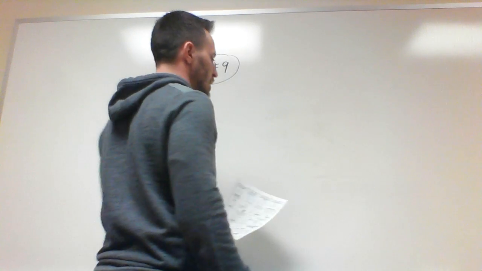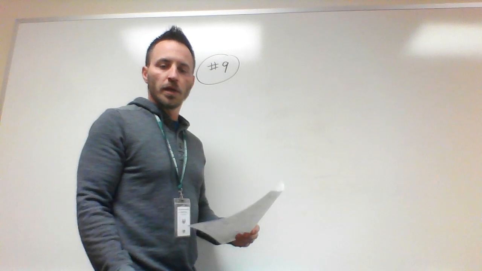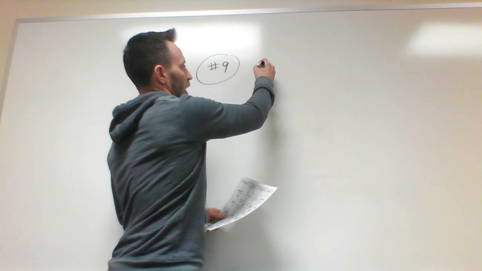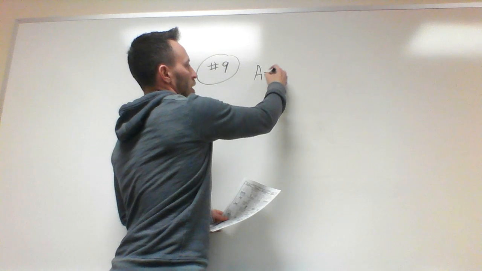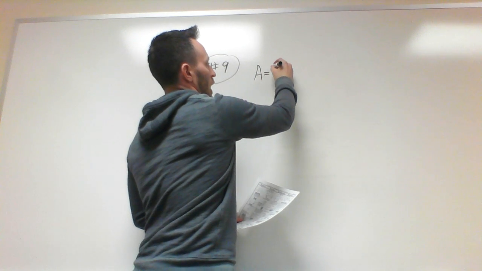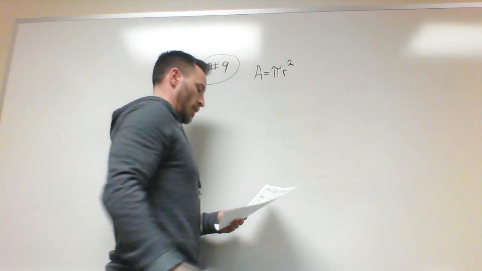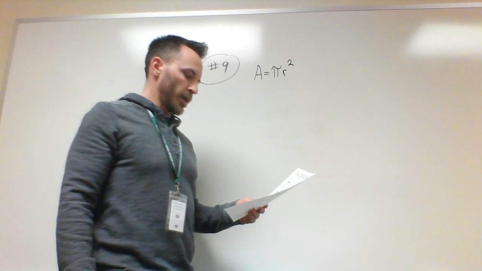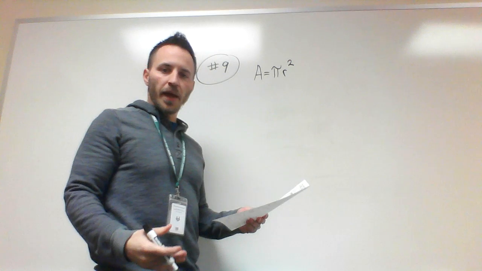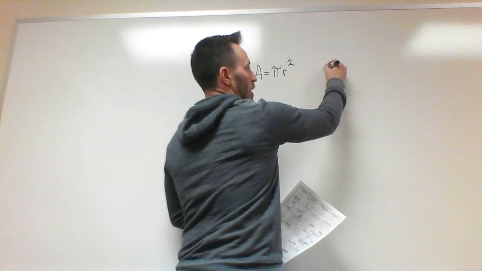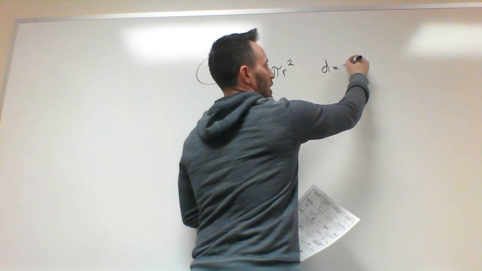So we're going to need to know the formula to find the area of a circle. All right? So I'm going to write that down. Area equals pi times radius squared. But if you look back at the question, they're giving you the diameter. They're telling you that diameter, I'm going to write that here, equals 24.